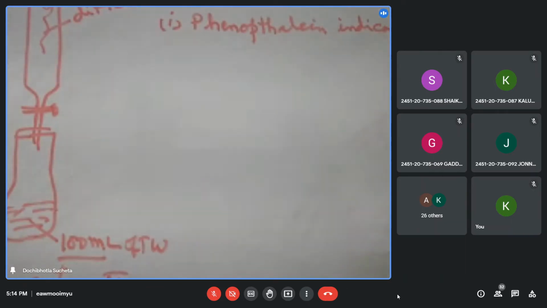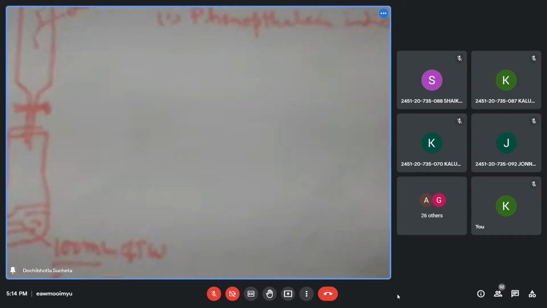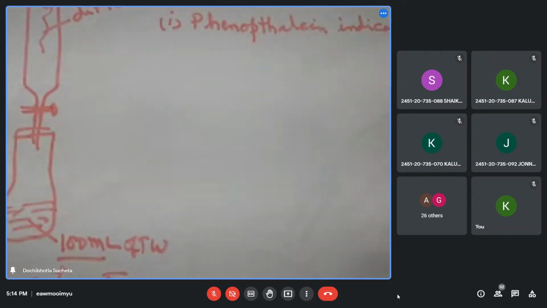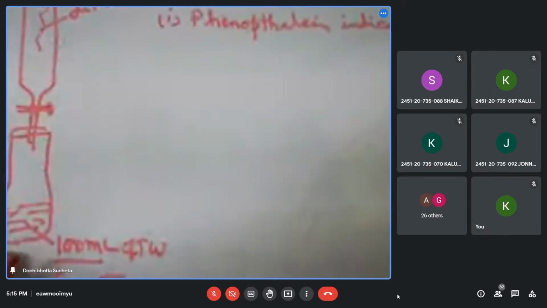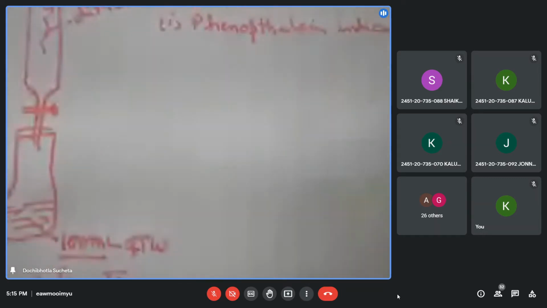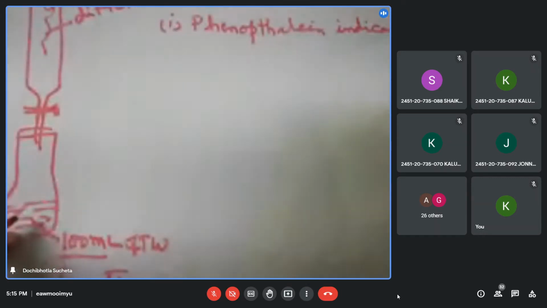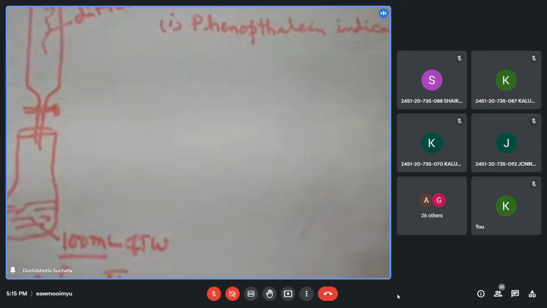What is the color? Is the test water sample alkaline or acidic? Pink color. Is she correct? Yes, ma'am. Pink color is correct. Why? This water is alkaline in nature because the phenolphthalein indicator is pink in color in a basic medium. The solution is initially pink in color.